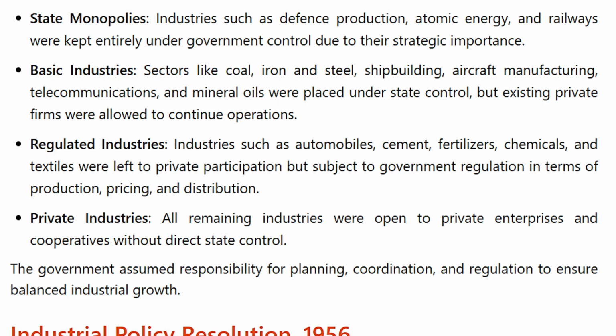Regulated industries: industries such as automobiles, cement, fertilizers, chemicals, and textiles were left to private participation but subject to government regulation in terms of production, pricing, and distribution. Private industries: all remaining industries were open to private enterprises and cooperatives without direct state control. The government assumed responsibility for planning, coordination, and regulation to ensure balanced industrial growth.